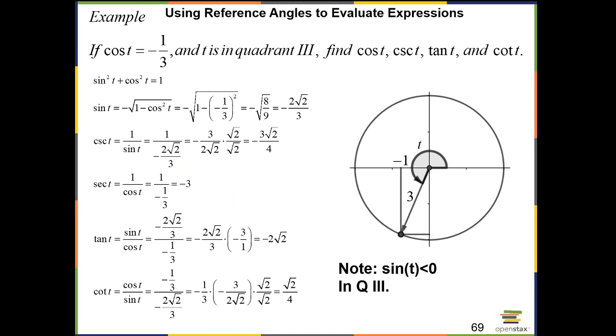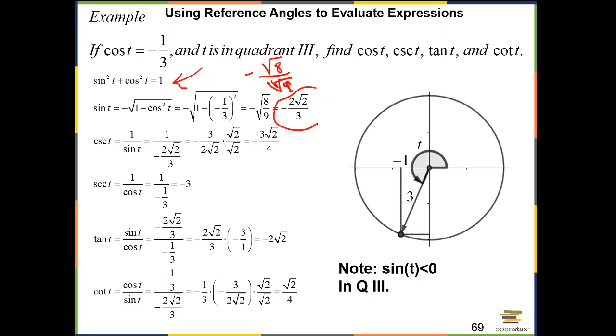All right. If cosine is negative 1/3 and t is in the third quadrant, find the rest of them. Again, we can use the identity cosine squared plus sine squared equals 1. And we have cosine. We substitute values for cosine right here. You see negative 1/3. And we end up with sine. That's the square root of 8 over the square root of 9. There's a negative here. So the square root of 8 is 2 square root of 2, and then over 3. This is the square root of 9, right?